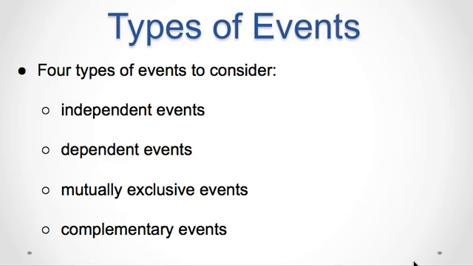Before we talk about different types of events, let's define what is an event. An event is a subset of outcomes from the sample space. In an experiment, an event is the result that we're interested in. The probability of an event, E, is written as P, open parentheses, E, close parentheses.